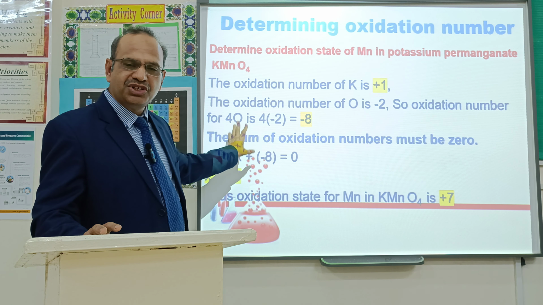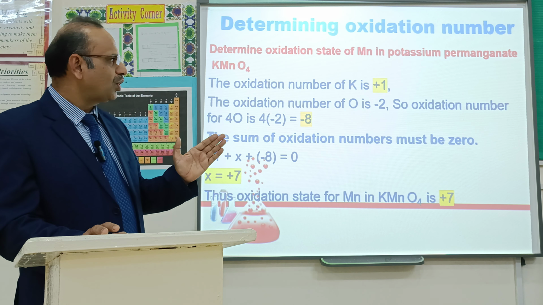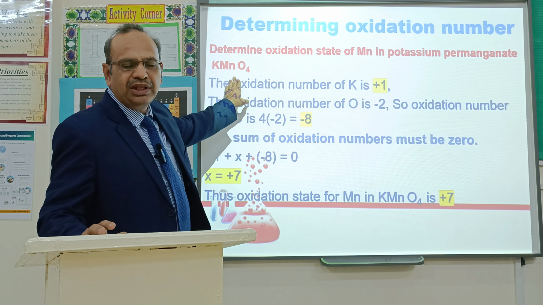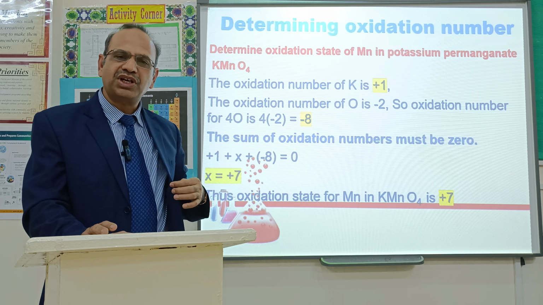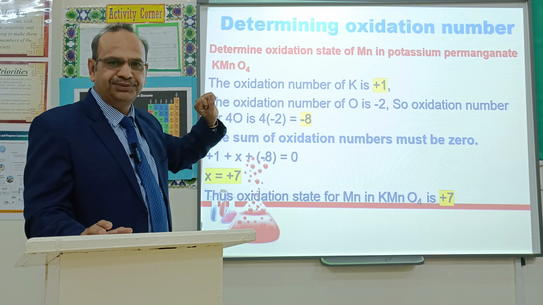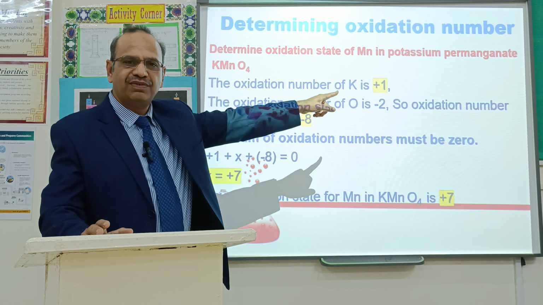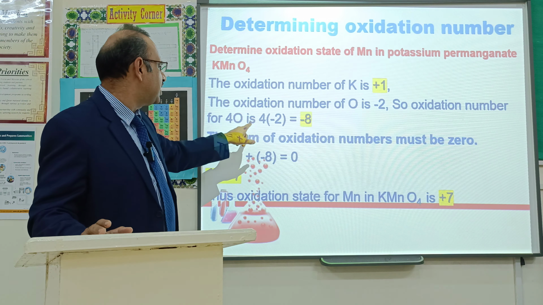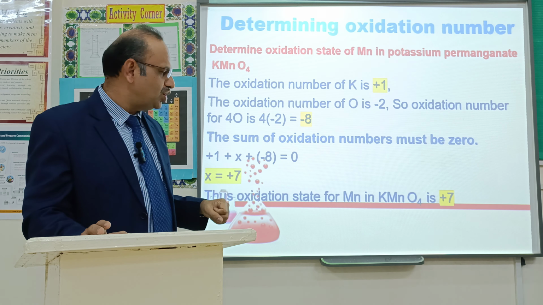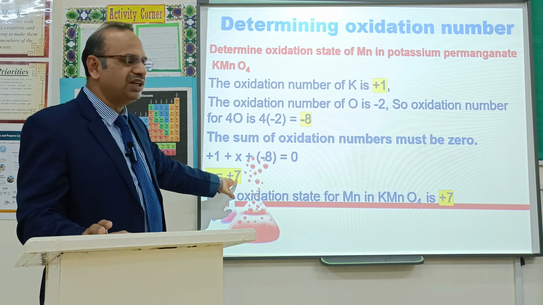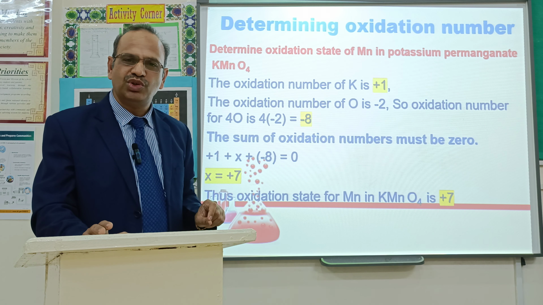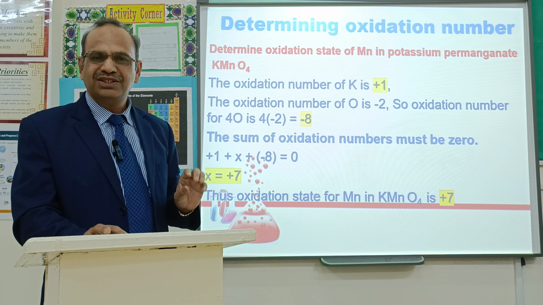Now how can we determine the oxidation number of an atom in a given compound? For example, the compound here is KMnO4, potassium permanganate. If we want to calculate the oxidation number of Mn, how can we calculate it? Potassium has plus 1 charge. 1 oxygen has minus 2 charge, so 4 oxygen, minus 8. The sum should be equal to 0. It means that the value of X, the oxidation number of Mn, will be plus 7. So in this way, the total is 0 and the oxidation number of Mn is plus 7.